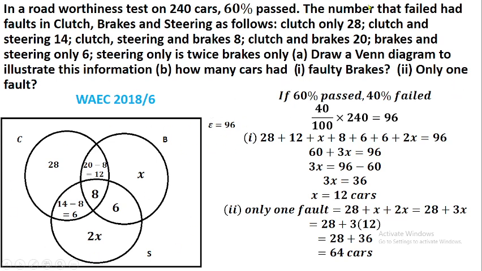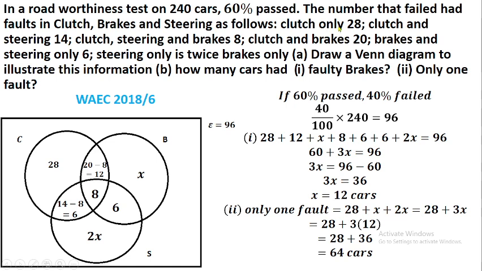Now the question said that the cars that failed had faults in clutch, brakes, and steering. That means we have a set for clutch, a set for brakes, then a set for steering. So we have set clutch, set brakes, set steering. The number that failed had faults in clutch, brakes, and steering as follows.